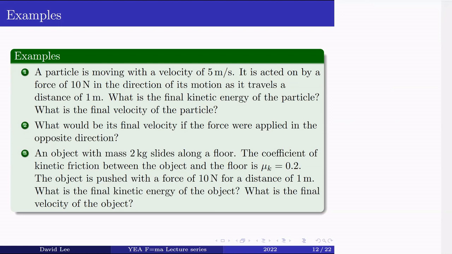Oh wait, and before anyone asks, I forgot to specify the mass of the particle. What's a good mass here? Let's say the mass is 0.2 kilograms.